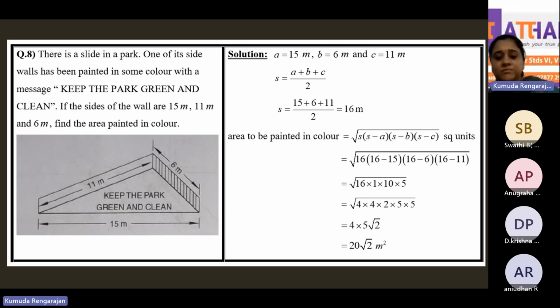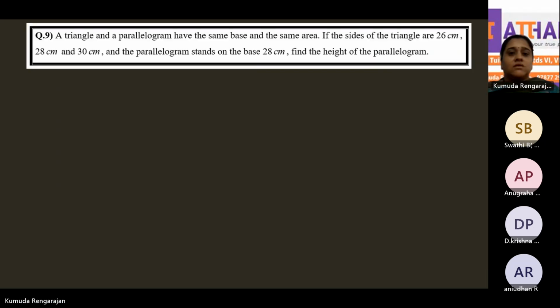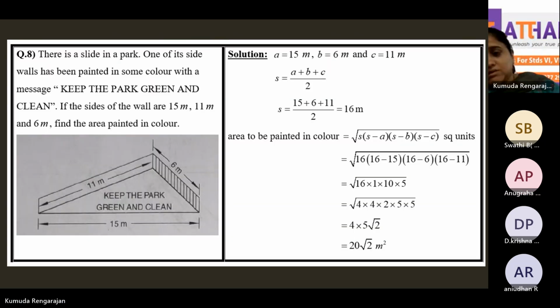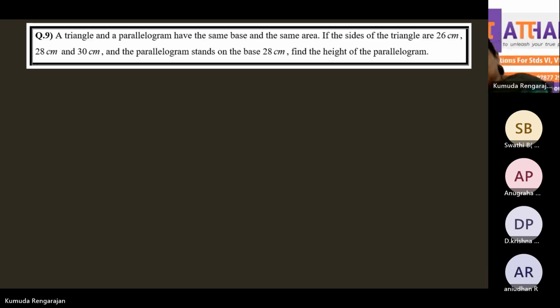Yes, children, is it over? All right. Next one. Online students, finish writing, finish working that. Got 20 root 2? Yes, ma'am. If you need to check, take a screenshot of the answer.